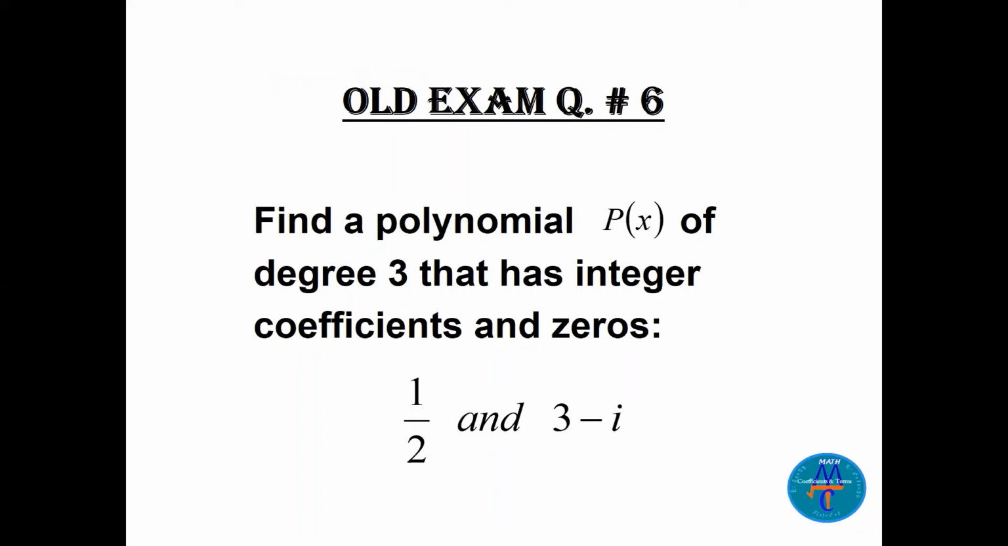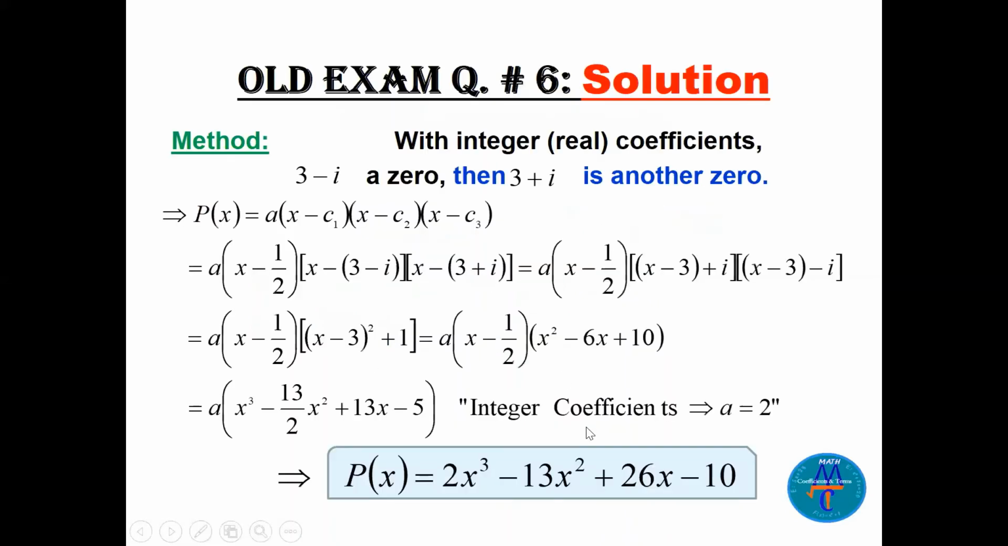Question number 6: find the polynomial P of x of degree 3 that has integer coefficients and zeros one half and 3 minus i. Integer coefficients also means they are real. So 3 minus i is a zero, then we can conclude that the conjugate 3 plus i is another zero.